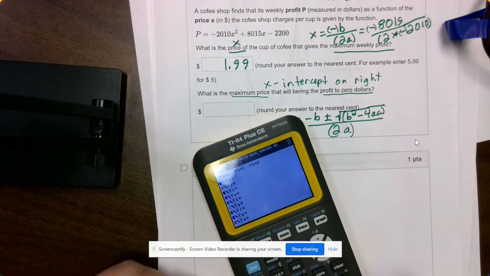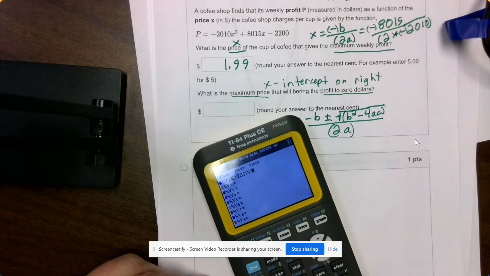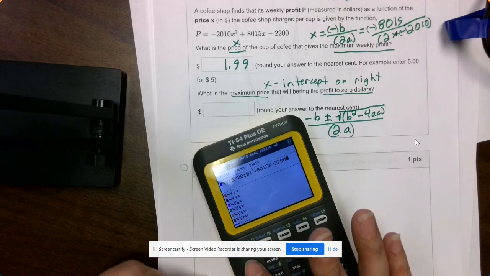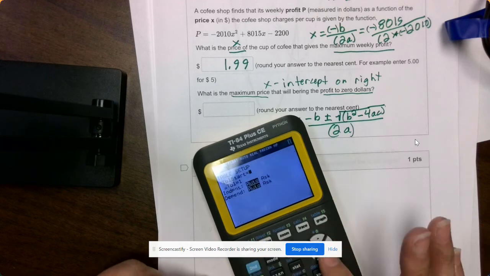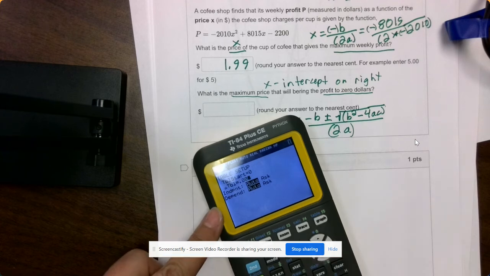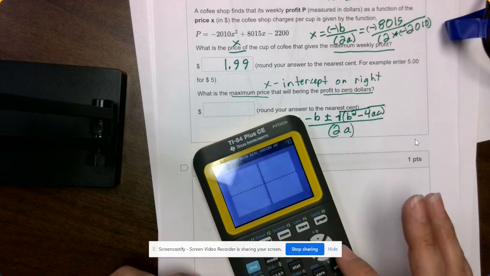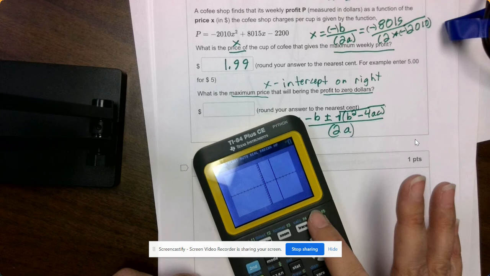So we're going to put that in, so negative 2010x squared plus 8015x minus 2020. Before I do that, on the table, everybody, I can change the scale of the table, because this is money, I'm actually going to go to the thousands place so that when I graph it, I can see it. So then when I go to the table, I can look at the numbers.